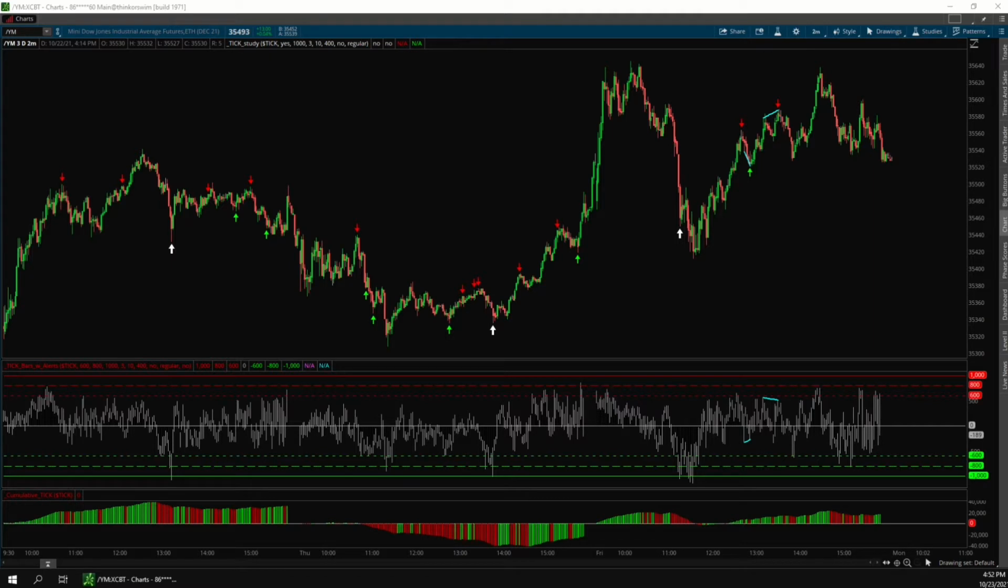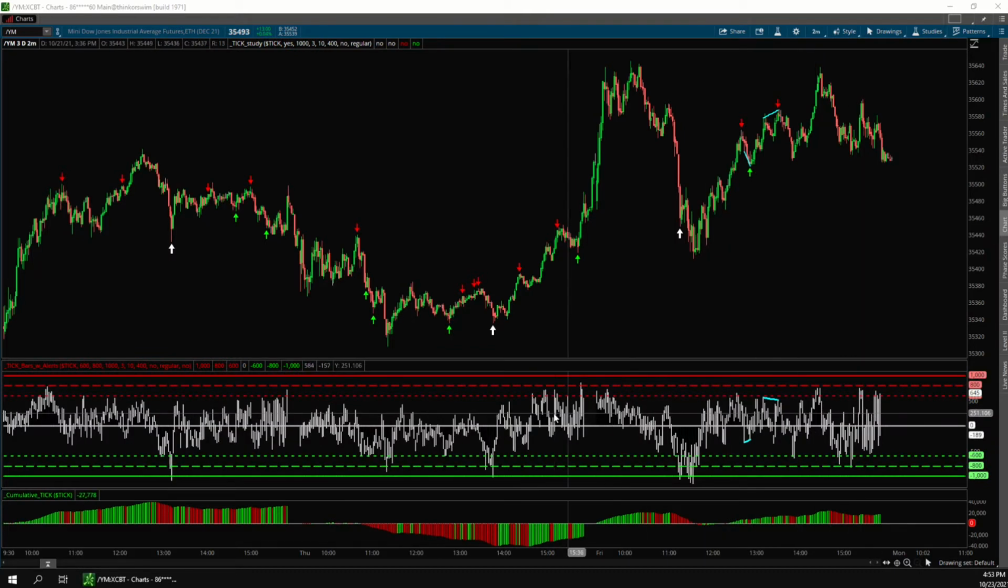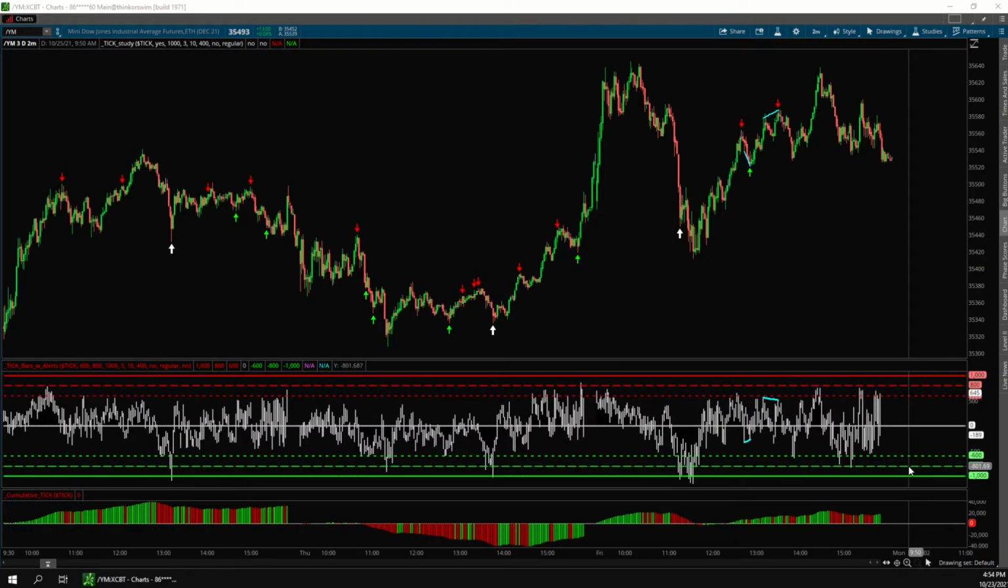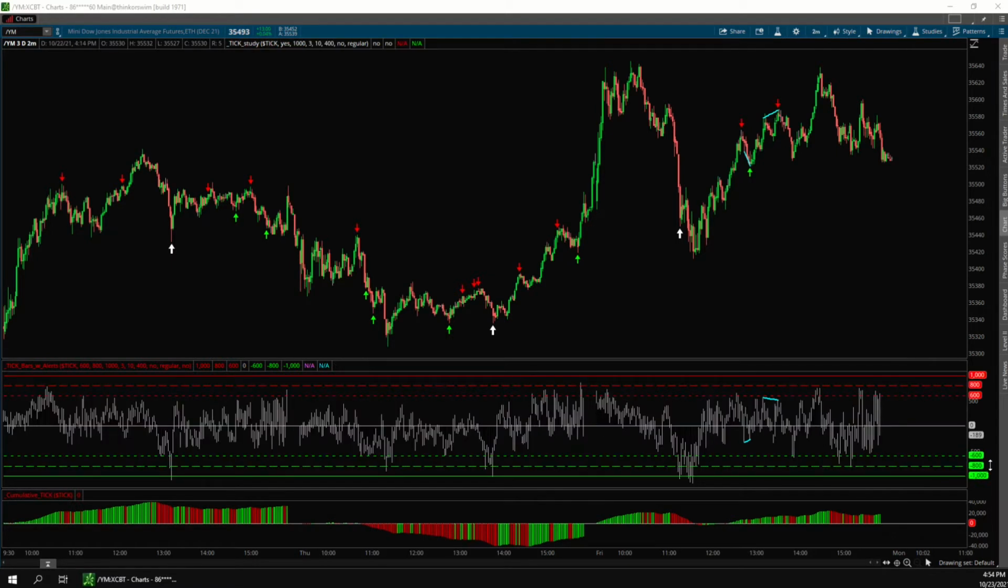For example, here I have the Dow futures on this chart. So this is a bundle of 3 indicators that analyze the tick index. It includes tick divergences, extreme tick alerts, and the cumulative tick indicator. Here on the subgraph is the chart for the ticks. And there are 3 lines above 0 here and 3 lines below 0. These are levels for alerts.